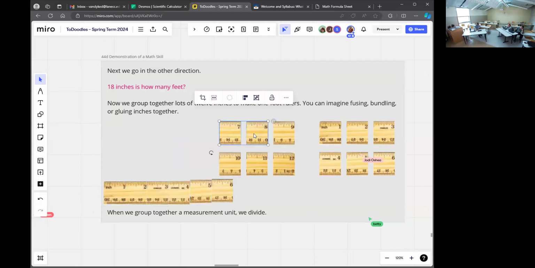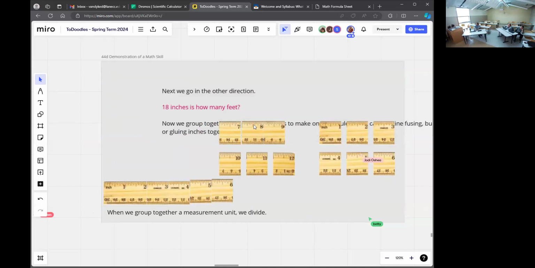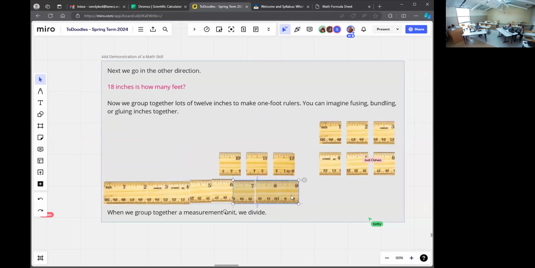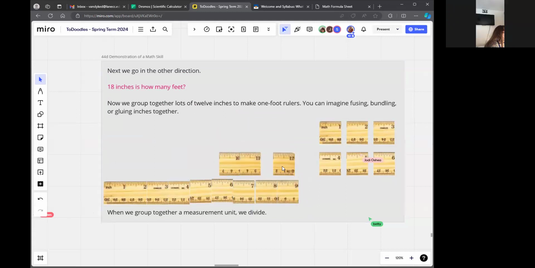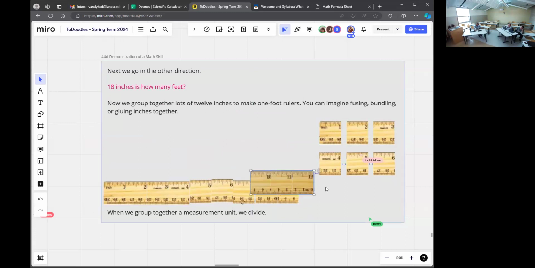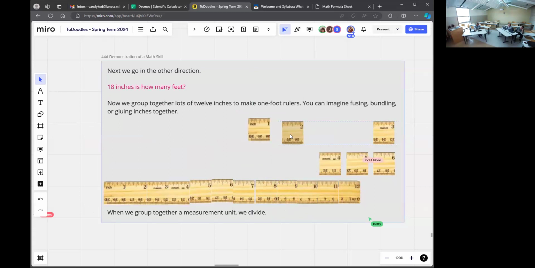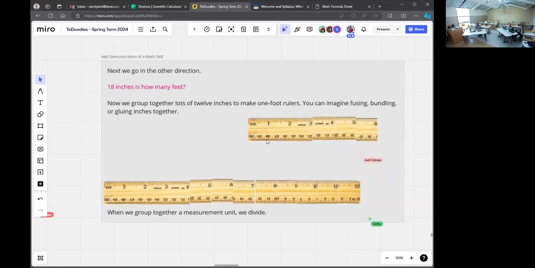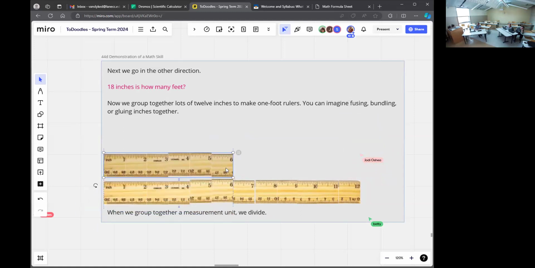I'm gonna put together 9 inches. Whoops. Put together 12 inches, so that's 1 foot. So that's 12 of my 18. And then there's gonna be 13, 14, 15, 16, 17, 18. So whoever made this did it right, there's 18 inches here. And it was 1 foot and half a foot.